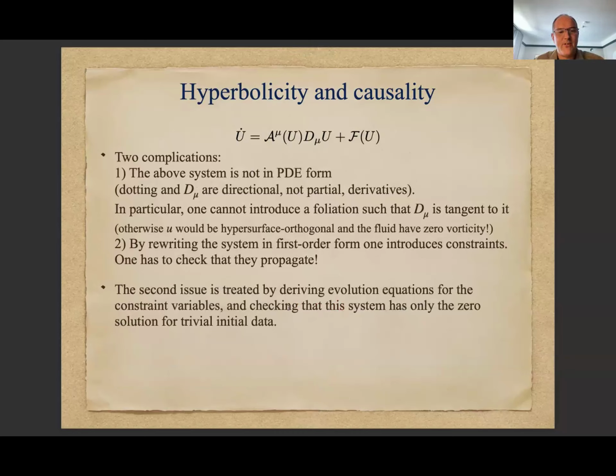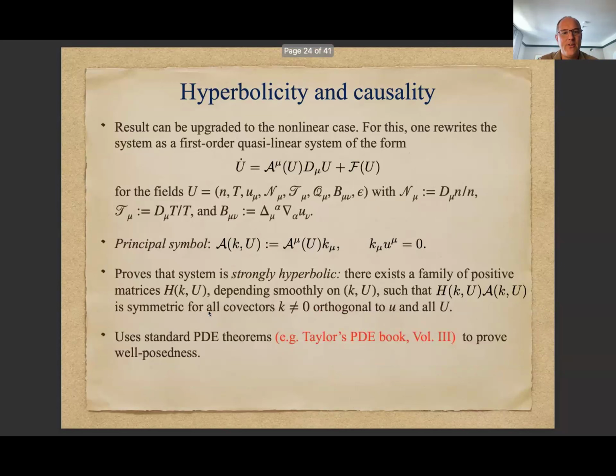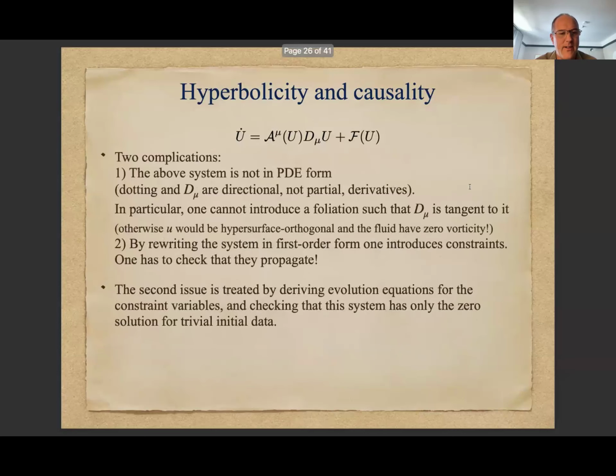So the second issue is treated by deriving evolution equations for the constraint variables and checking that this system has only the zero solution for trivial initial data. So to each of these new fields, the constraint variable will be, for example, n mu minus d mu n over n. So this is a constraint. This should be a variable which should be zero, and then you derive an evolution system for it and show that it satisfies, again, a strongly hyperbolic system. So it has a unique solution. And the system is homogeneous, so zero is the only solution.